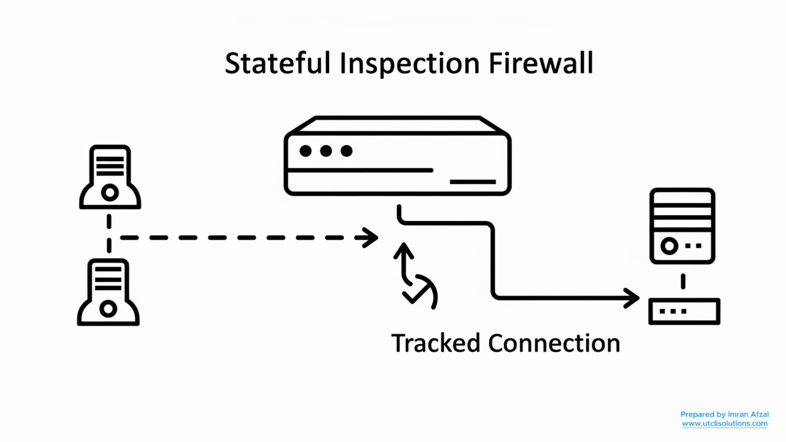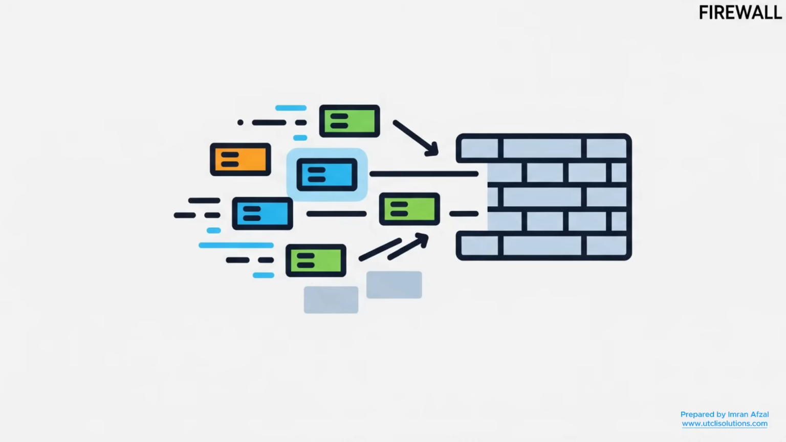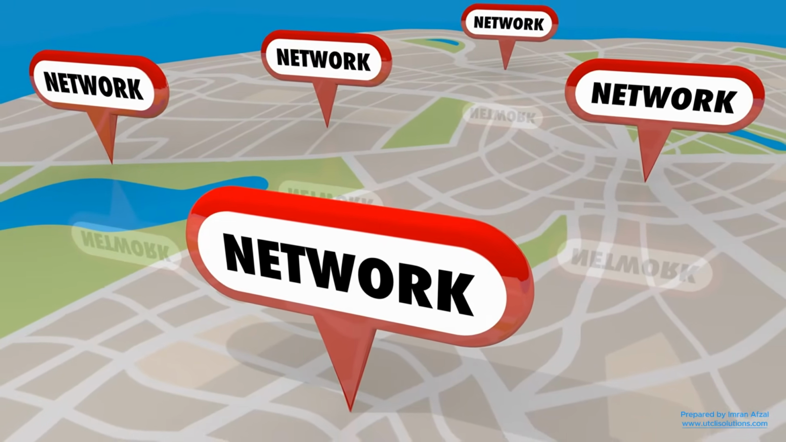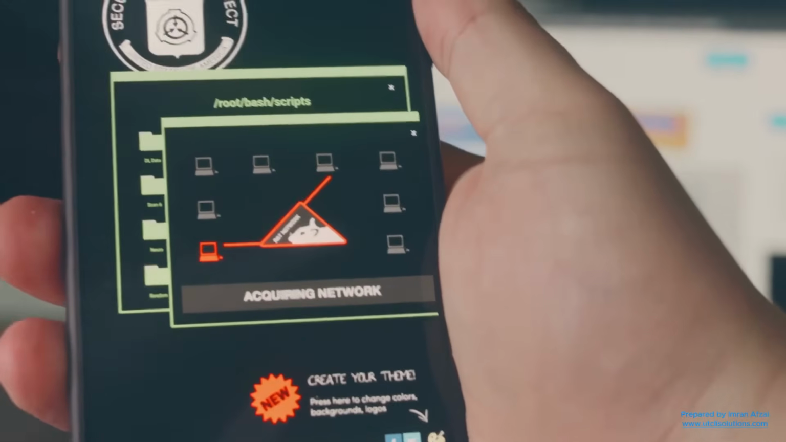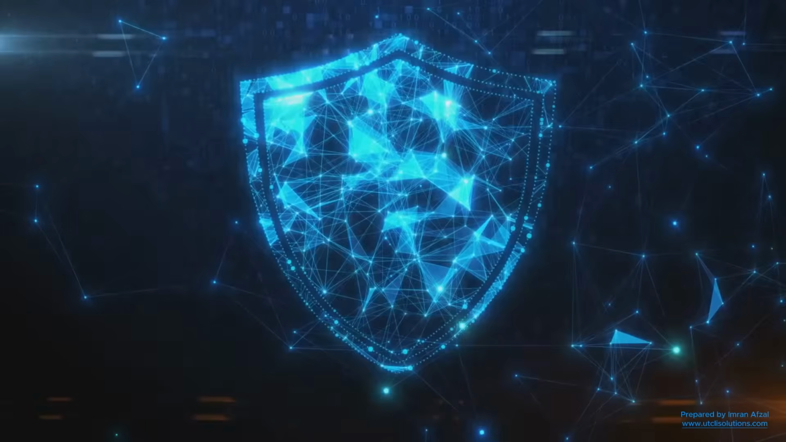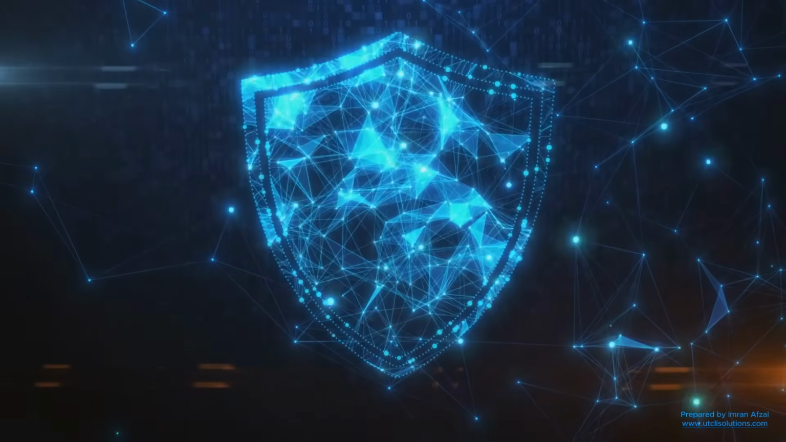Next, we have stateful inspection firewalls. These are smarter than packet filtering firewalls. They don't just look at one packet, they remember and track active connections. If a request was made by your device, it allows the reply to come back in. If there's a packet that wasn't asked for, it might be blocked. This adds a stronger layer of protection.